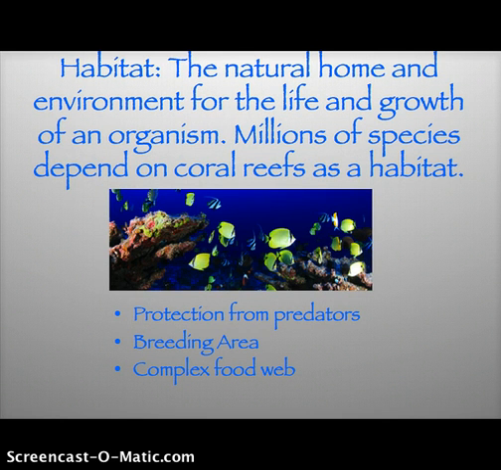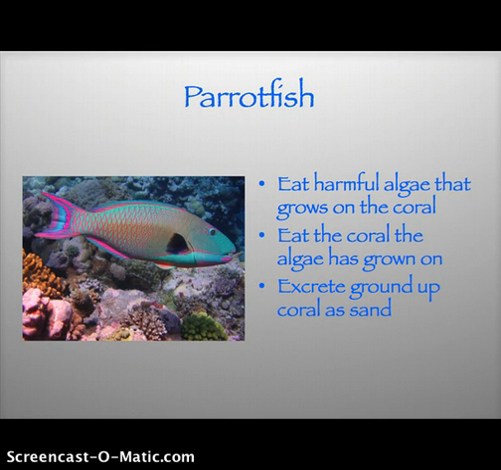As you probably remember from our other lessons about habitats, a habitat is the natural home and environment for the life and growth of an organism. Millions of species depend on coral reefs as a habitat because it provides protection from predators, safe breeding areas, and it helps to create many complex food webs. Like I said before, millions of animals depend on coral reefs as their habitat.